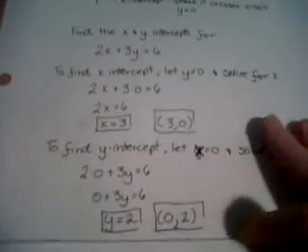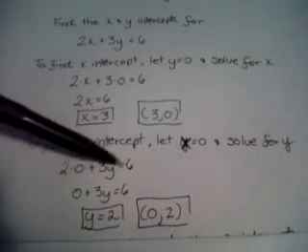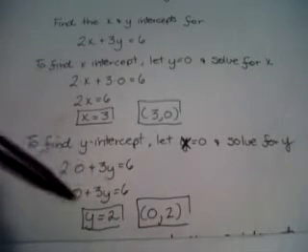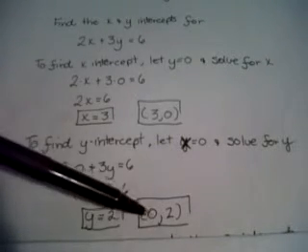Now, if I want to find my y-intercept, I'll do the same type of thing. I will let x equal 0 and solve for y. So here in my same equation, I substituted 0 for x, I solved for y, and I got y equals 2. So this gives me the point (0, 2). Then you can use those points to graph.